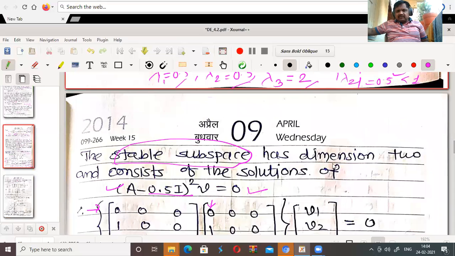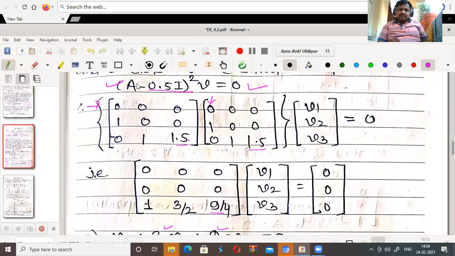Now, the stable subspace has dimension 2, and it contains the solutions of (A minus 0.5 I) squared operating on v equal to 0. Because 0.5 is repeating twice, it has multiplicity 2. Therefore we are finding the vector v satisfying (A minus 0.5 I) squared operating on v equal to 0. So this is A minus 0.5 I, and this is also A minus 0.5 I. In the multiplication, the first row with all three columns gives 0, 0, 0, and the second row, all columns, also gives 0. Now we get the third row.